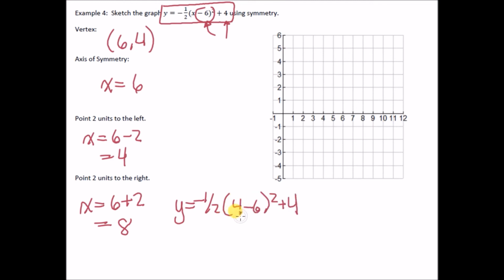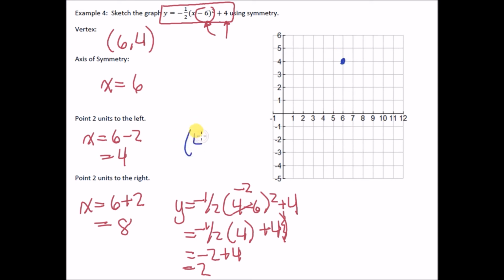4 minus 6 is -2. -2 squared is 4. So now we have -1/2 times 4, and then plus 4. So 1/2 of 4 is 2. So we have -2 plus 4, and we get 2. So our points are (6, 4), which is our vertex, and we're going to have (4, 2). And if you checked with the 8, we should also get (8, 2).